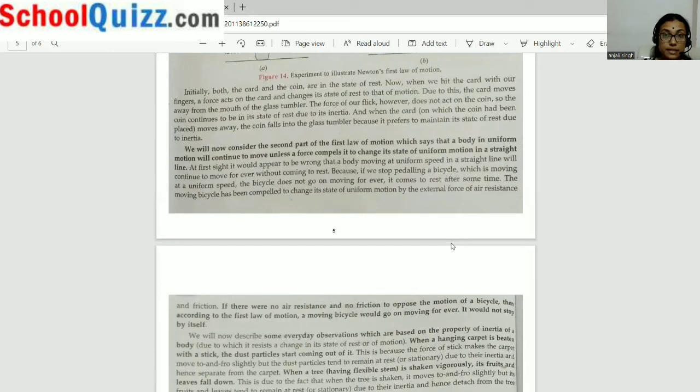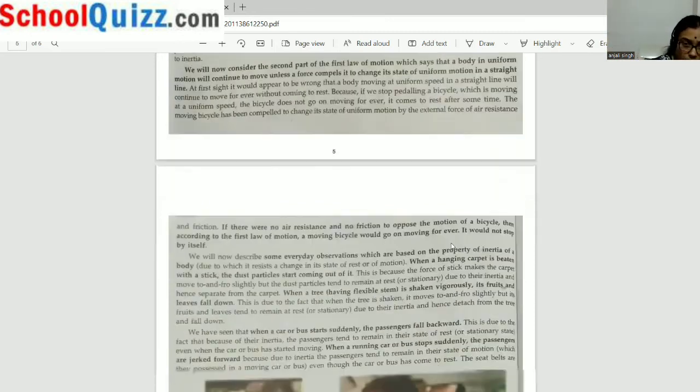We'll consider the second part of the first law of motion, which says that a body in uniform motion will continue to move unless a force compels it to change its state of uniform motion in a straight line. It means the body will remain in its motion unless we apply a force which brings the object to rest. Yes, there are so many examples.